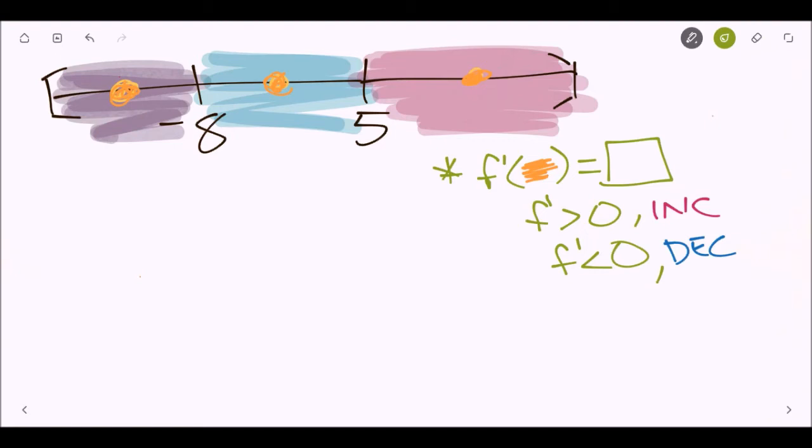In order to continue solving this and figuring out what's going on in each of these sections, we need to take a test point, or just a point anywhere in between these three sections, and make it equal to x in the derivative. What this is going to tell us is the slope of the function. And if it's greater than 0, the graph is increasing. And if it's less than 0, then the graph is decreasing.